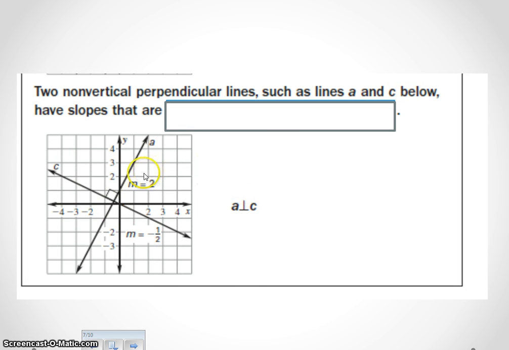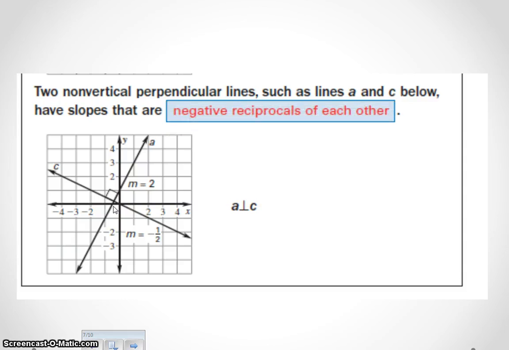If they are perpendicular, like line A and line C, what happens now is the slopes are negative reciprocals of each other. Let's talk about negative reciprocals. Line A has a slope of, let's check. It does say it, but I want to show you how you can find slope. So from the first dot, I move up 1, 2. Move right 1. So line A has a slope of 2.